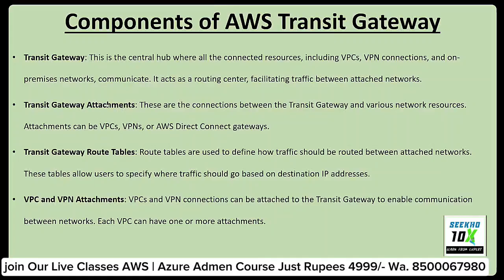So we will be using AWS. First we will be creating a transit gateway. Then we will be creating a transit gateway attachment. Then we are creating route tables. Those route tables will define how the traffic will flow. VPC and VPN attachments: VPCs and VPN connections can be attached to the transit gateway to enable communication between the networks. Each VPC can have one or more attachments. So one or more attachments you can create for one VPC.